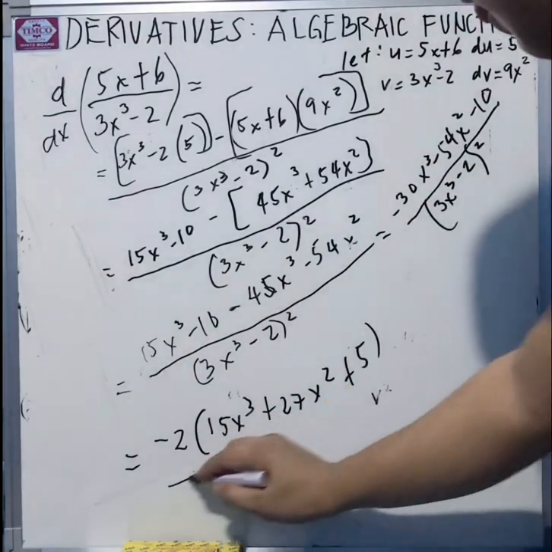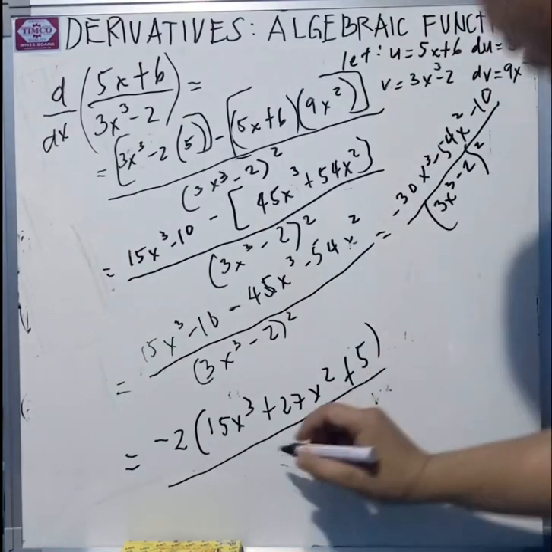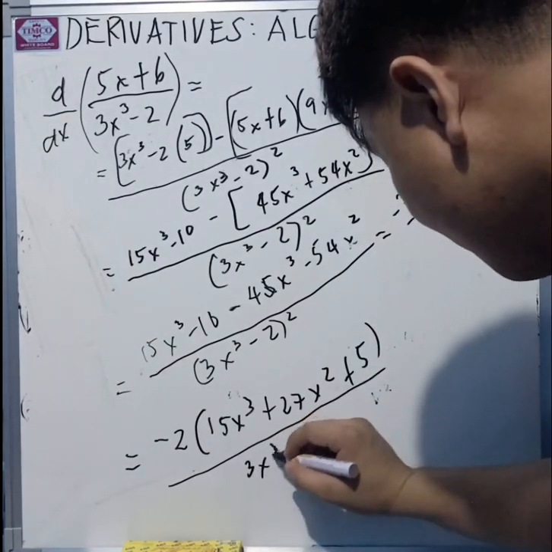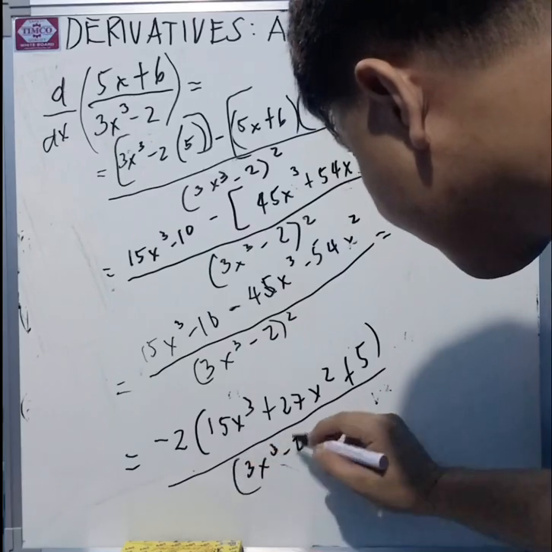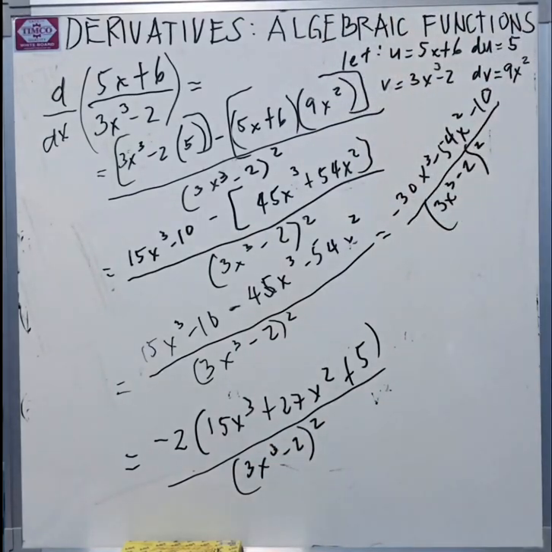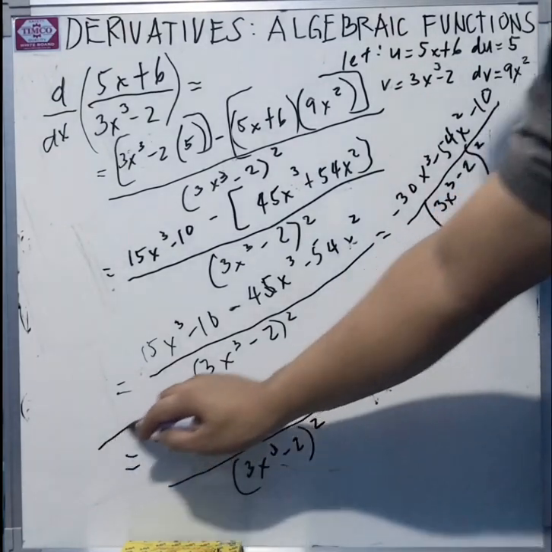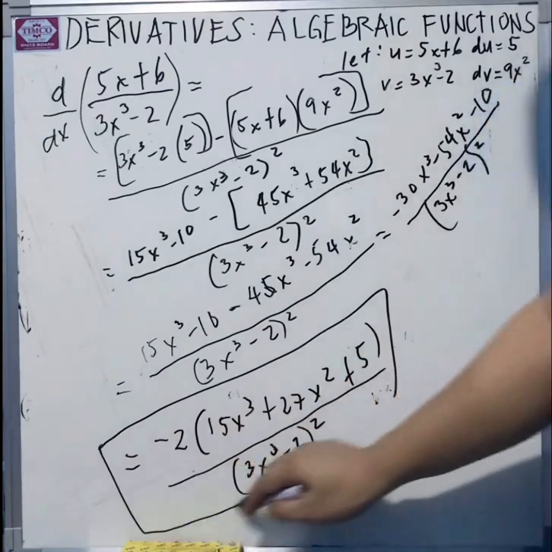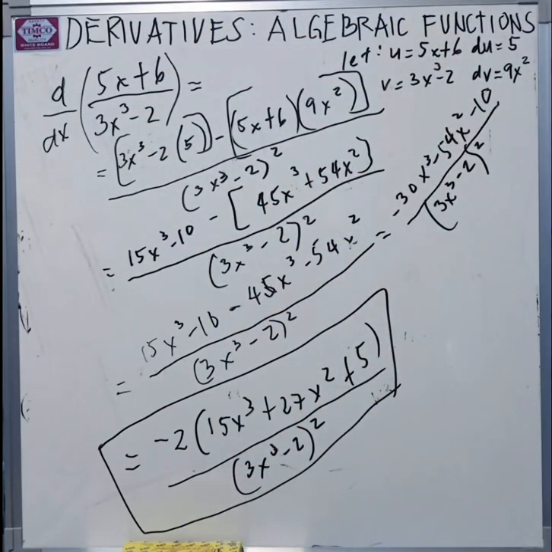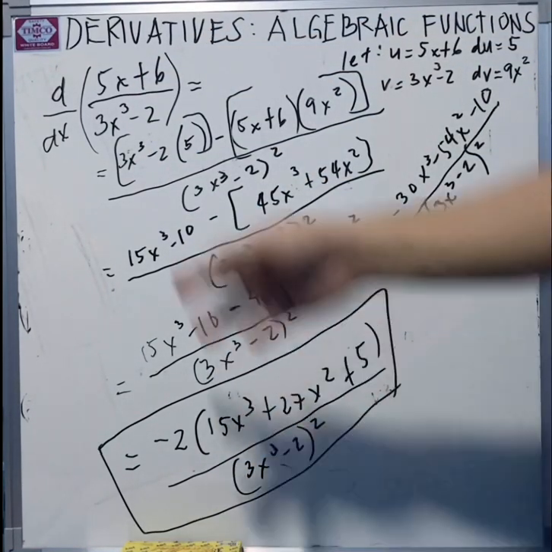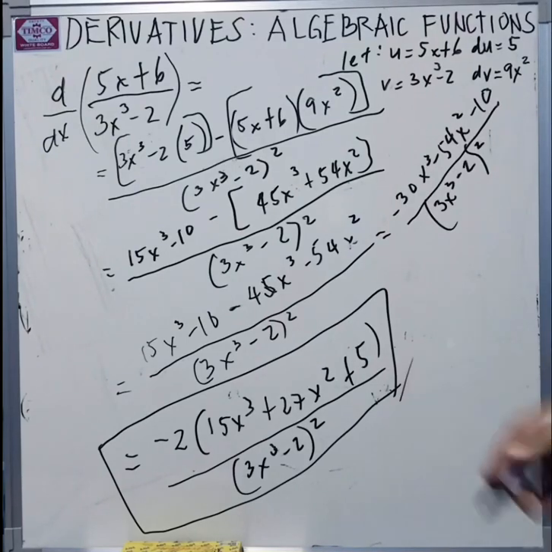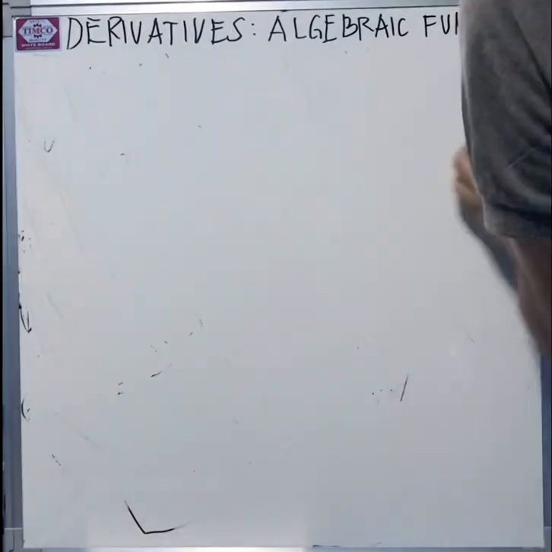All over 3x cubed minus 2 squared. So, kaya pa ba natin i-simplify? Hindi na. No? So, ito na yung ating derivative ng 5x plus 6 over 3x cubed minus 2 with respect to dx. Yun ang ating quotient rule.